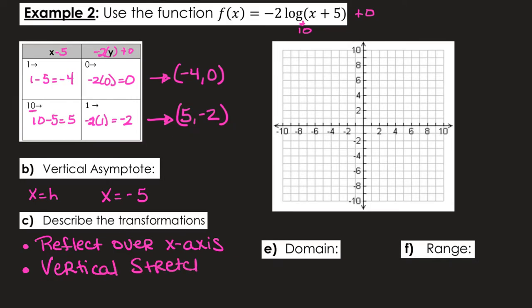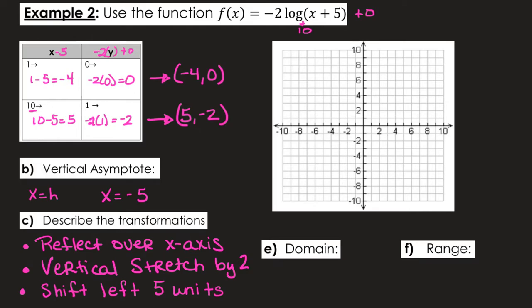And I always make sure that you put vertical stretch by 2. And then you have a shift. In this case, it'd go left because our 5 is positive, so it's actually moving left 5 units. Perfect. So that's our transformation.